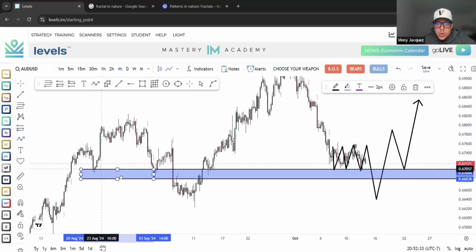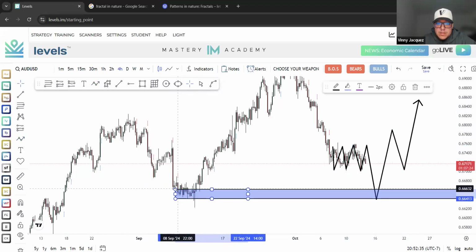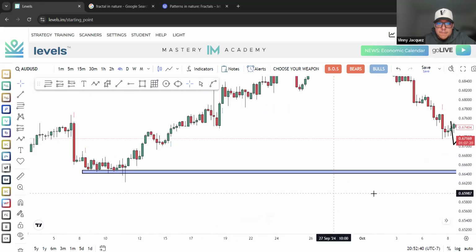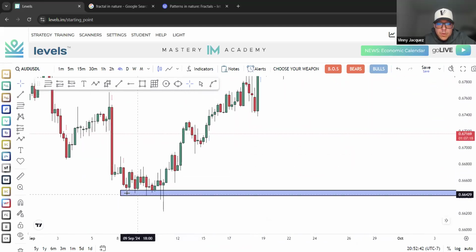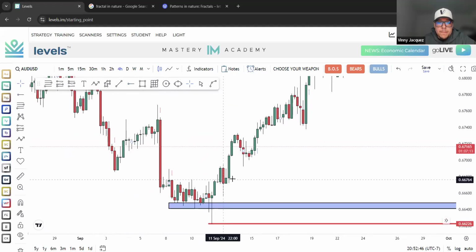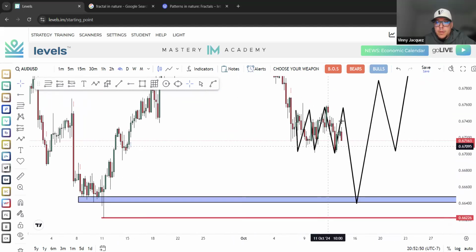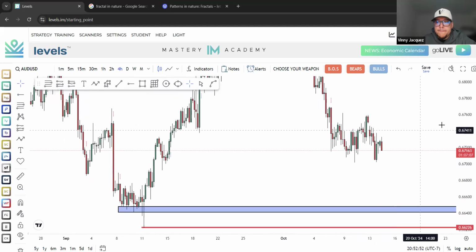But this zone doesn't look like it's going to hold, so I'm going to focus on this area down here. This is the 4-hour time frame, so I'm perfectly fine with using this zone with my stop loss at this low. So yeah, that's what I'm looking for with AUD USD.